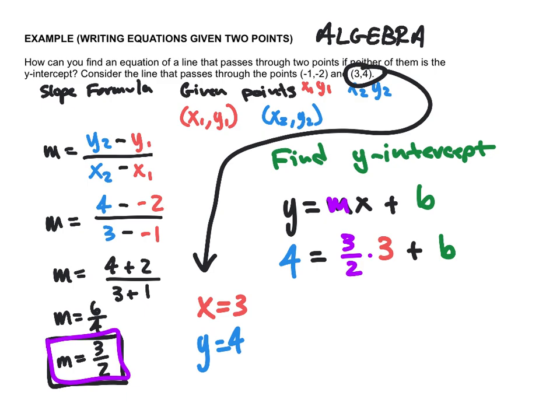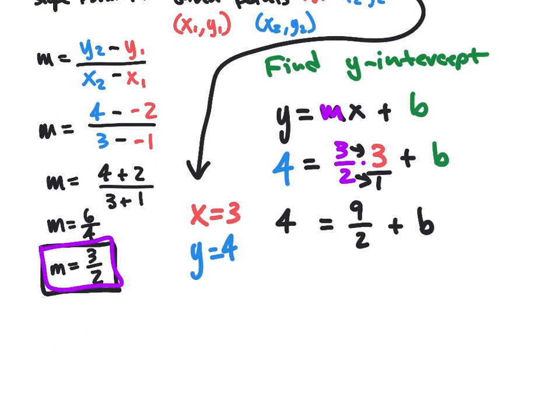So let's do this. Now, we're going to involve some fractions here, and that's all right. But what I want to do is write 3 as a fraction, 3 over 1, and then I just multiply across. So 3 times 3 is going to give me 9 over 2 plus b, and then that's equal to 4. Now, if I wanted to solve this equation for b, I would subtract 9/2 from both sides, okay?